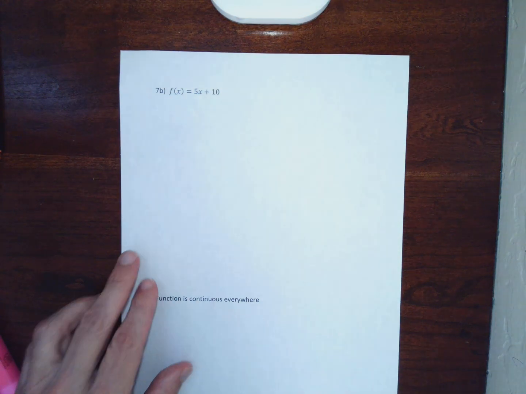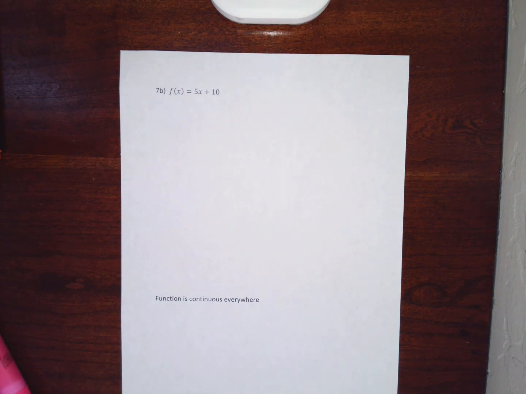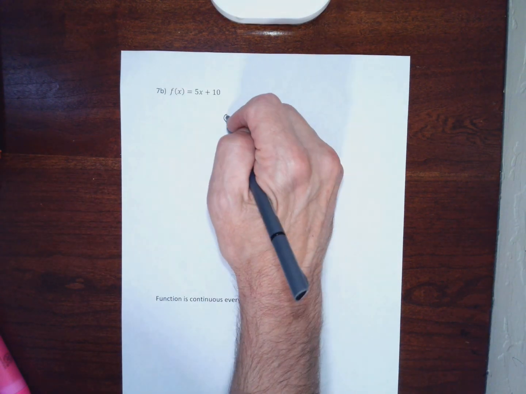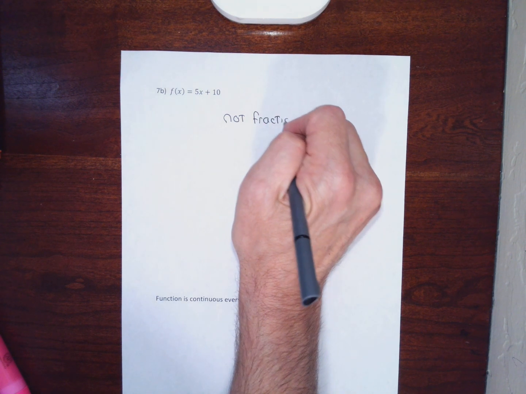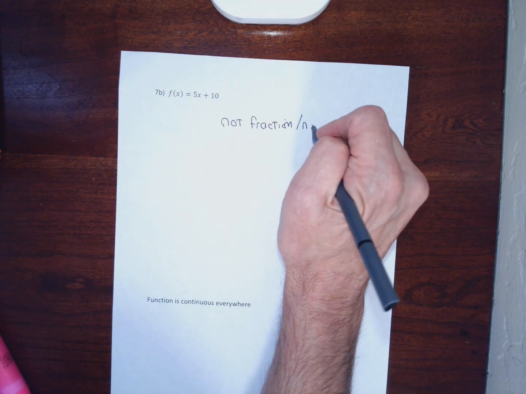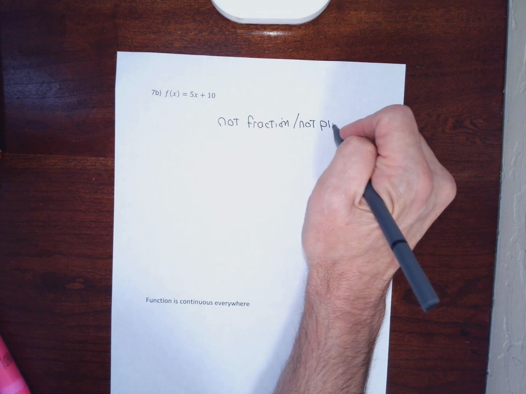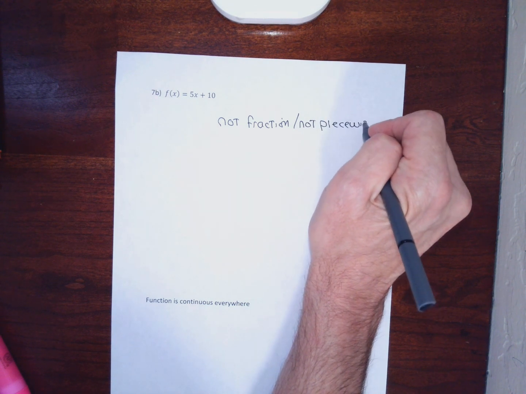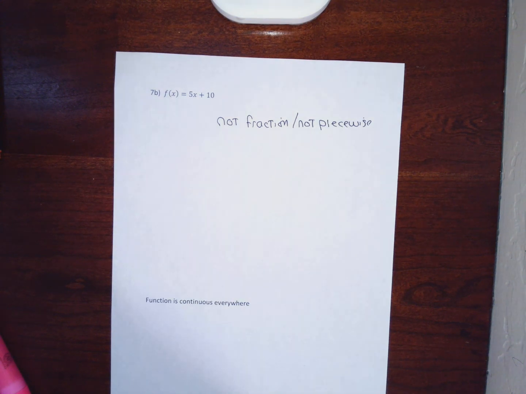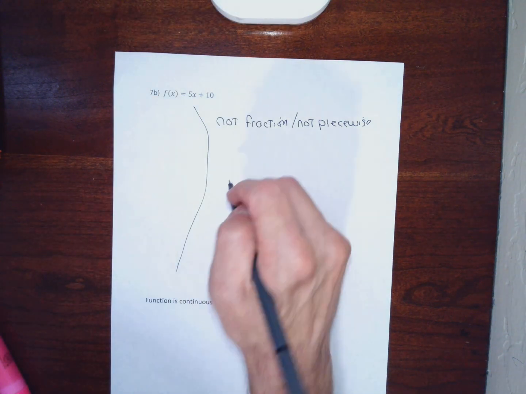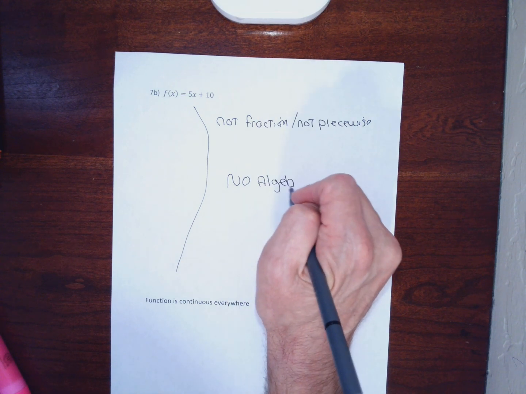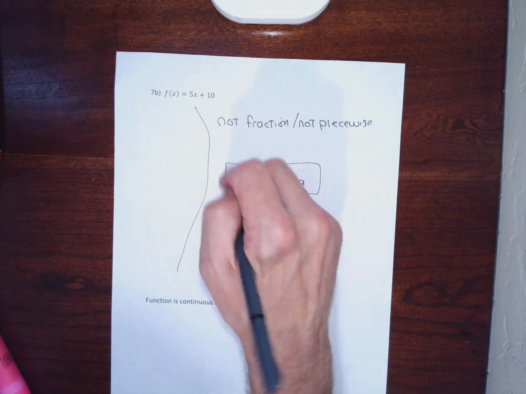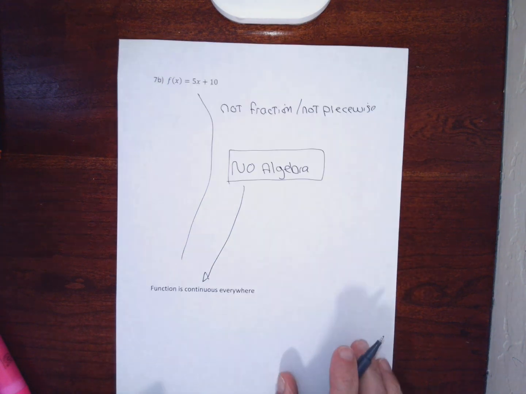The very last problem before we move on to part 2 is finding where that graph was discontinuous. And since it's not a fraction and it's not a piecewise function, I'm probably going to spell this wrong. I think that's how you spell piecewise. We did those in section 1.3. Since it's not each, it's continuous everywhere and there's no algebra. If you do any algebra, you'll likely find an x-intercept, but not a place where the graph has a break in it. So the answer to 7b, it's continuous everywhere.